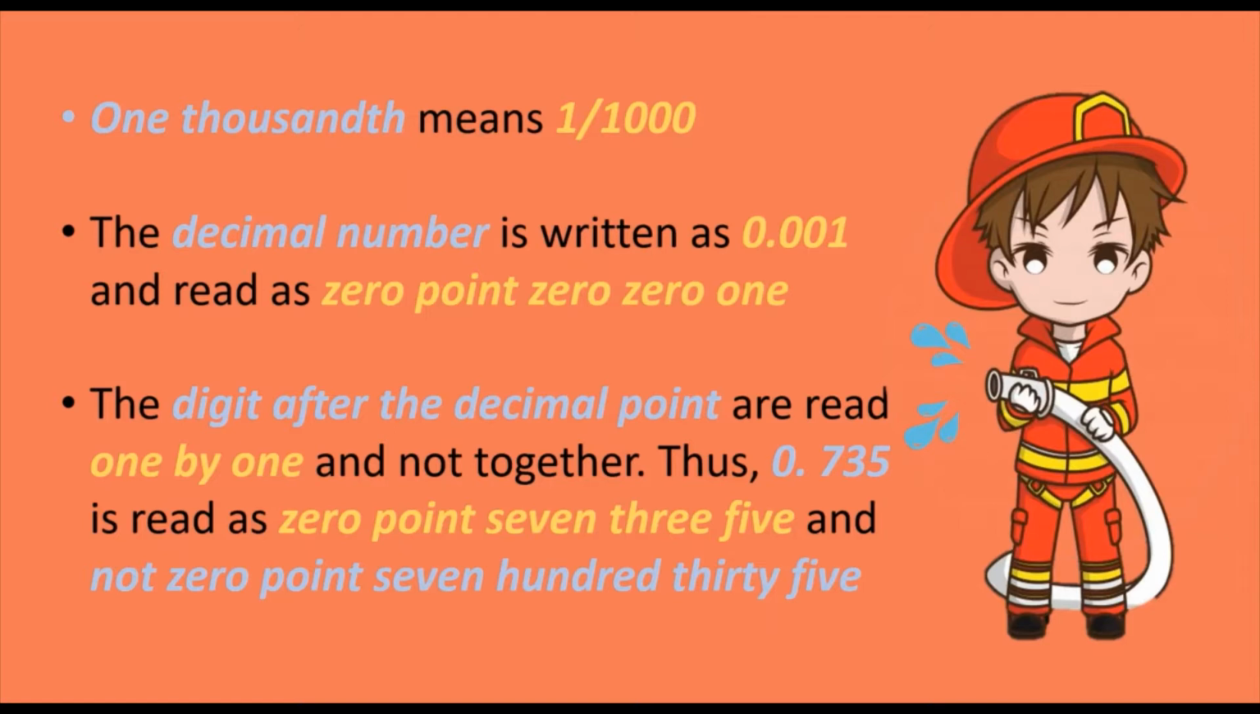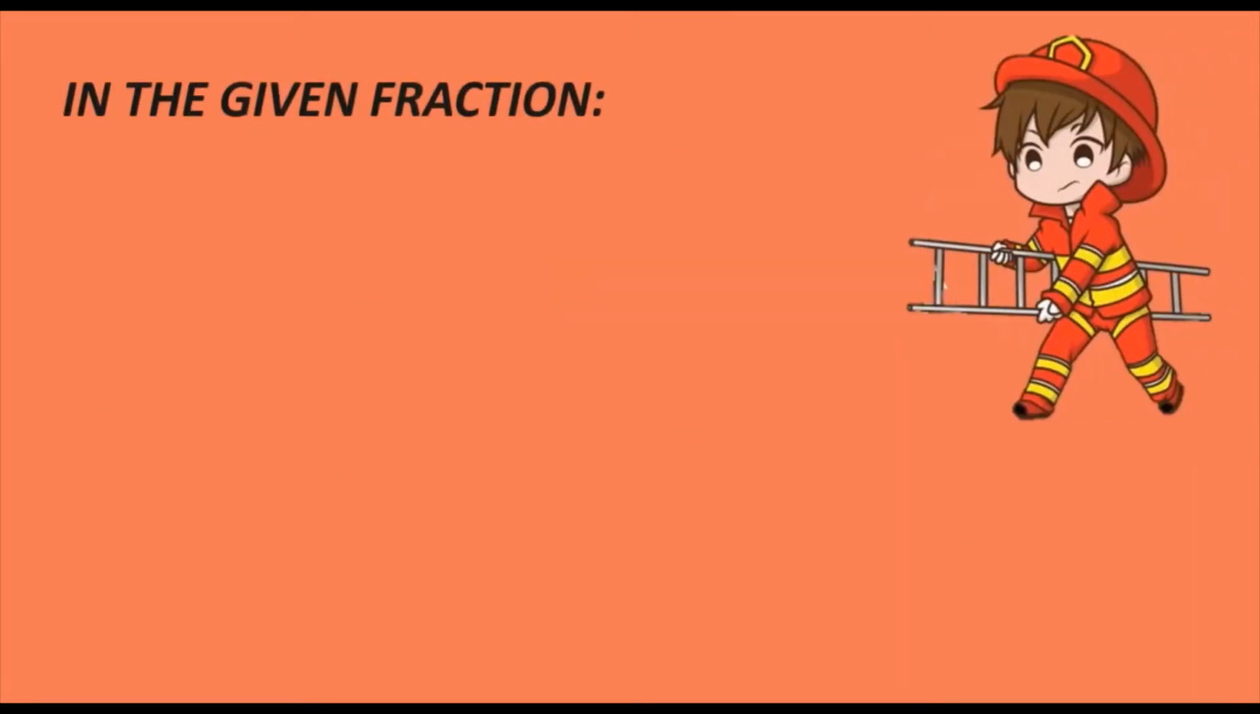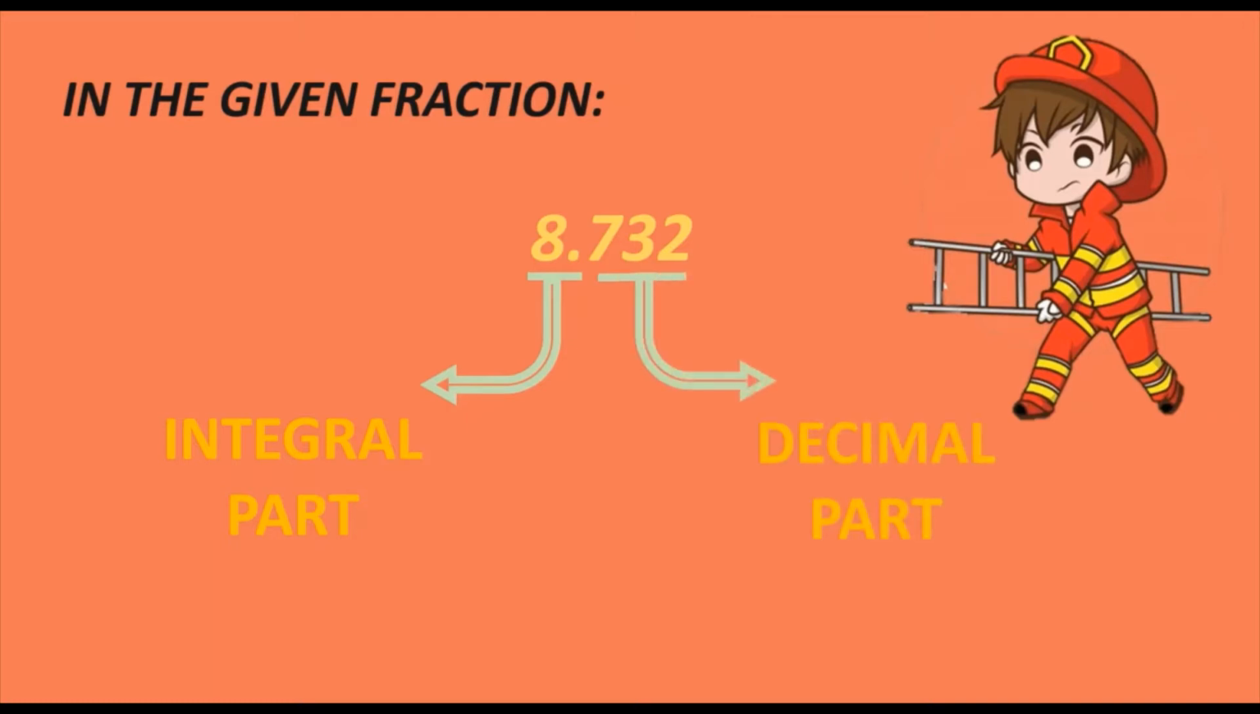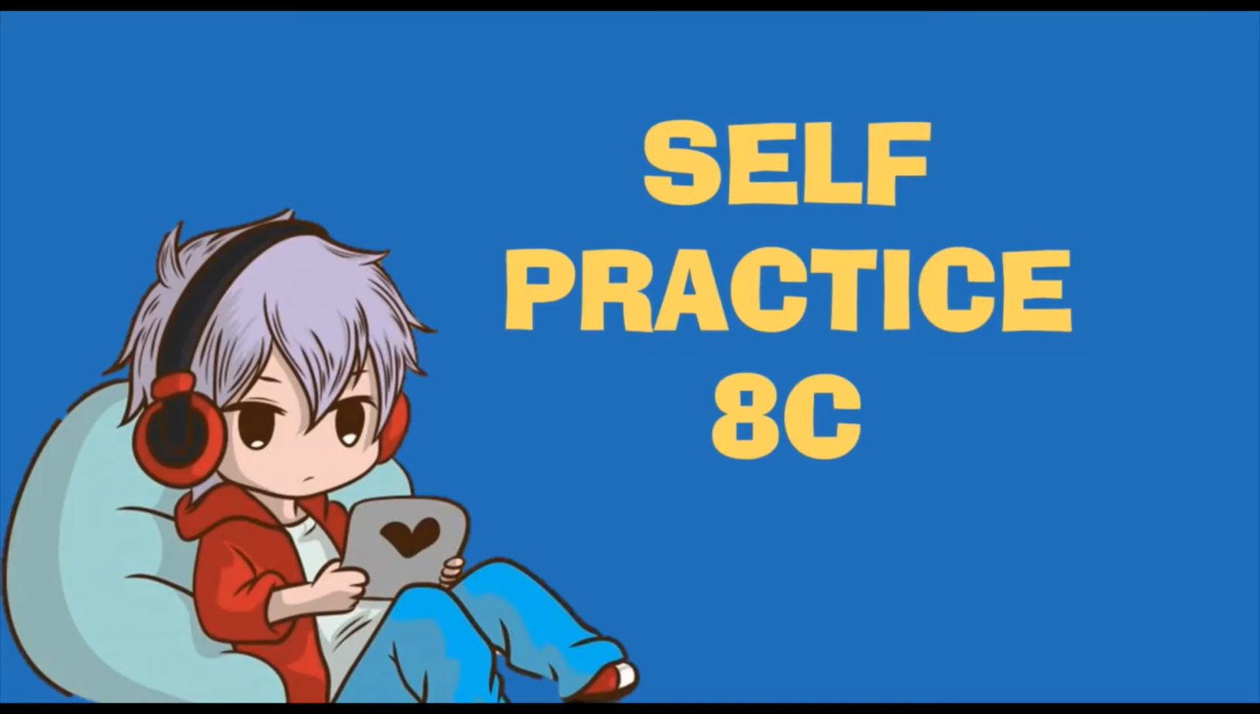zero point seven hundred thirty-five. Now, one more important aspect of decimal numbers is that the digit on the left side of the decimal is the integral part or the whole number, and the digit on the right side of the decimal point is the decimal part. Now let us see the exercise self-practice 8C.